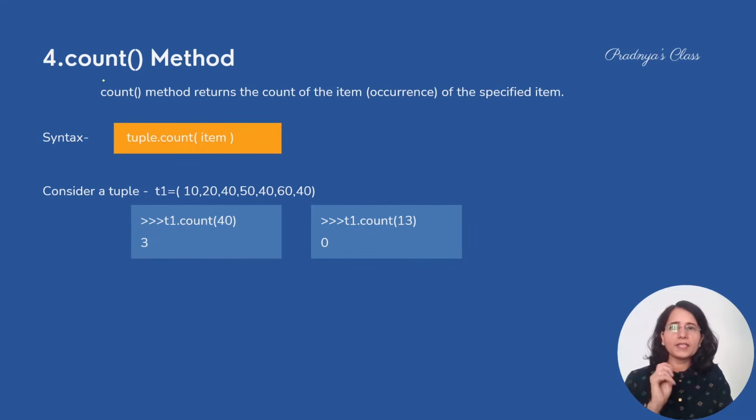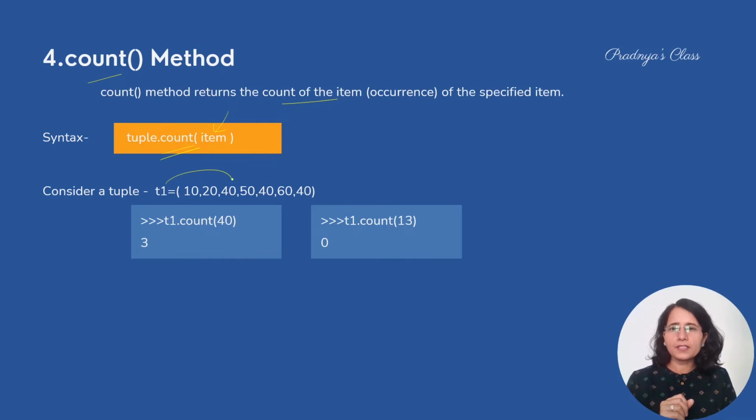The next method is the count method. Count method also we applied on list. It will return the count of the item or the occurrence of the specified item. Means it will give how many times that item is present in the tuple. So we have to mention the item here, and this is the method.